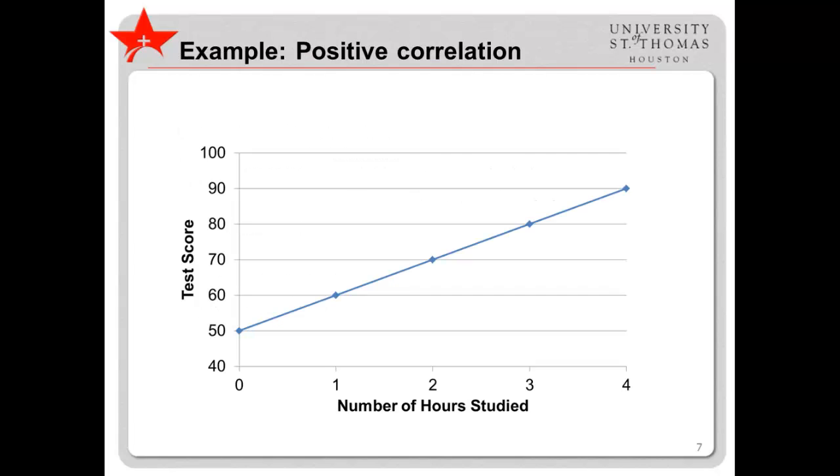Here is an example of a positive correlation. On the y-axis is the student's test score. On the x-axis is the number of hours that the student studied. As expected, the more a person studies, the higher his or her grade is. This is represented by the upward slope, also called a regression line.